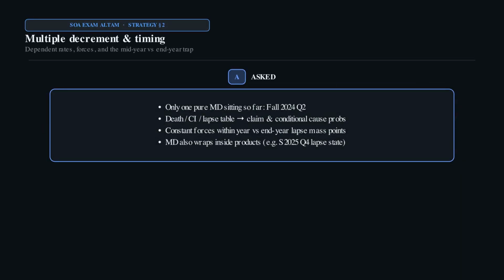Category 2. Multiple decrement and timing. So far there is one pure dedicated sitting, Fall 2024 Question 2, a multiple decrement table with death, critical illness, and lapse. You compute claim probabilities and conditionals, and you must state timing, constant forces within the year versus end-year lapse mass points. Multiple decrement ideas also appear wrapped inside products when a lapse state is added.